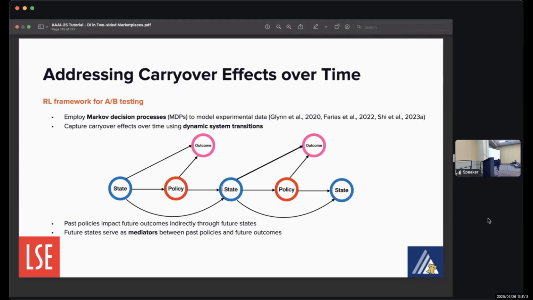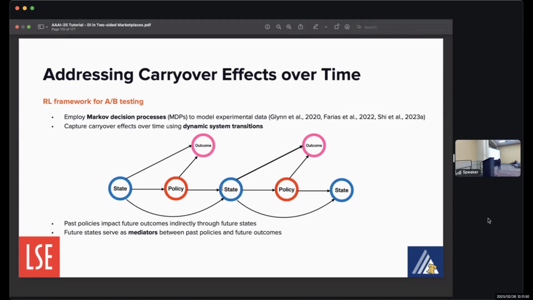Now, if you look at this causal diagram of this MDP, you can clearly see that there's a path from the past policy to the future outcome. So there's a path from the past policy to the future state to the future outcome. Okay? And because of that, if you use MDP, it allows us to capture those carryover effects, those delayed treatment effects, using the dynamic system conditions. Okay? And basically, the past policies are allowed to impact future outcomes indirectly through the future states.